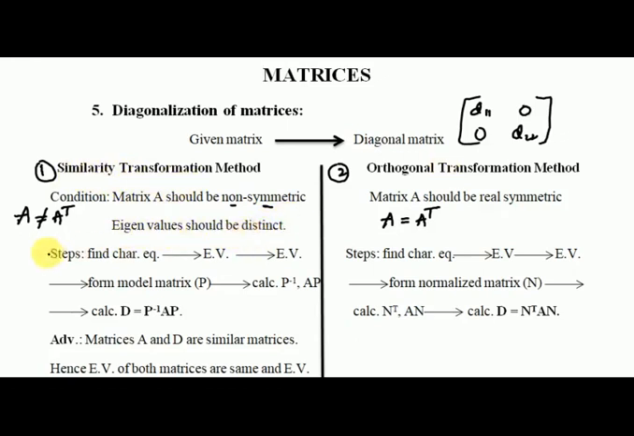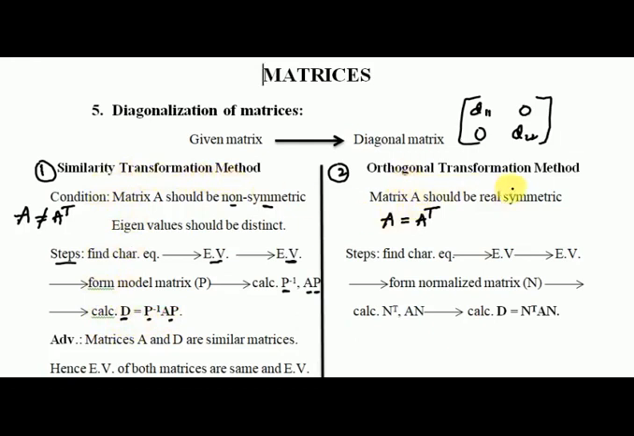Otherwise, we cannot. And the steps we need to follow is first we need to find out the characteristic equation for the given matrix, and after that we need to calculate the eigenvalues by solving this characteristic equation, and again we need to find out the corresponding eigenvectors, and using these eigenvectors we need to form a model matrix P. I will explain all these with the example problem later. And after getting this model matrix P, then we need to calculate P inverse and product of A and P. And to get the diagonalized matrix, we need to multiply P inverse with AP. So this is how we can calculate diagonalized matrix in similarity transformation method.